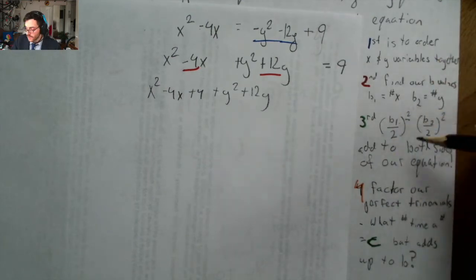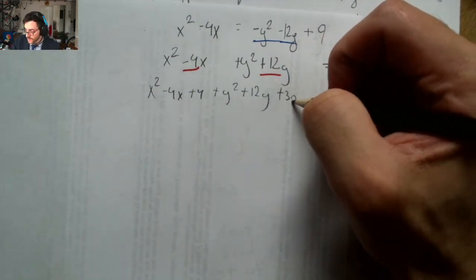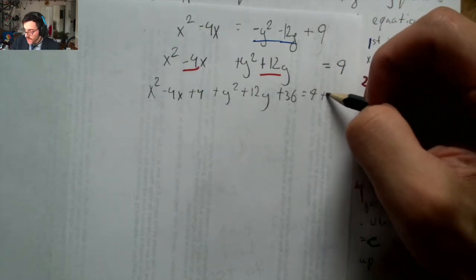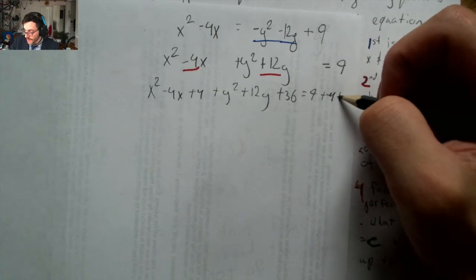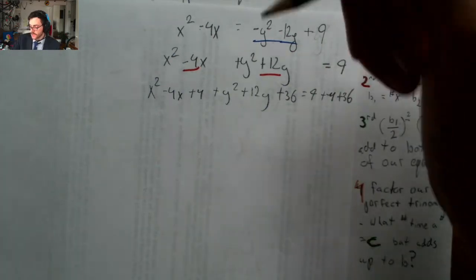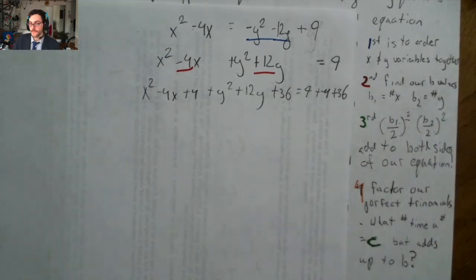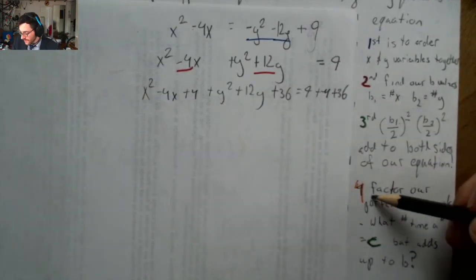12 divided by 2 gives us 6. 6 squared gives us positive 36. And then we are just going to add those two values on the right-hand side of our equation to balance everything out. If we add something to the left, we have to add it to the right to keep it equal. Next piece is going to be step 4.